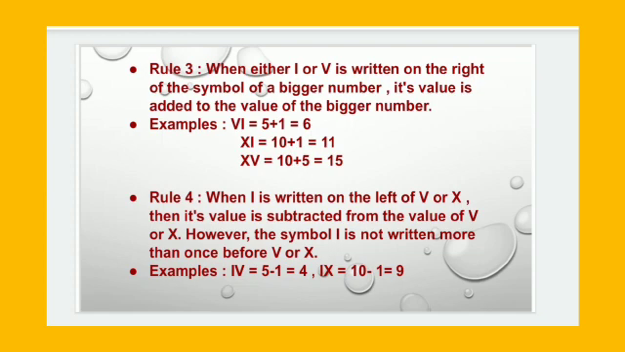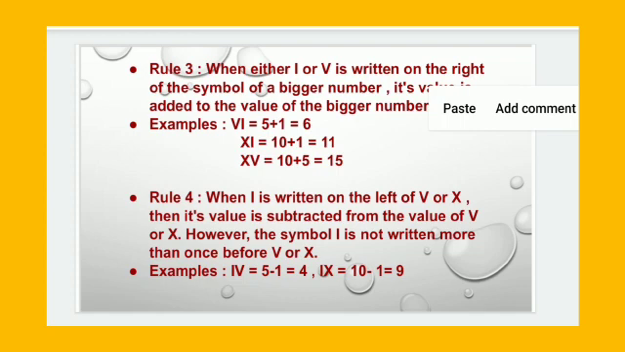Okay. Rule number 4. When I is written on the left-hand side, means before V or X, then its value is subtracted from the value of V or X. However, the symbol I is not written more than once before V or X.